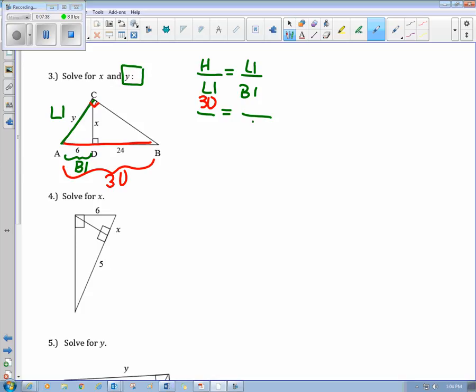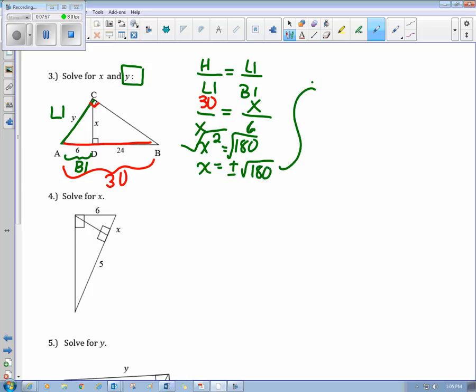base 1 is 6, and the other 2 are leg 1 that I'm looking for, and then I can cross multiply. So x squared equals 180. I square root both sides. I get plus or minus the square root of 180. We know that we're only going to take the positive one. Negative has to be rejected. And to break up 180, I'm going to use 36 and 5. So my answer is 6 radical 5. This is one of the reasons why we did those radicals at the beginning of the unit.